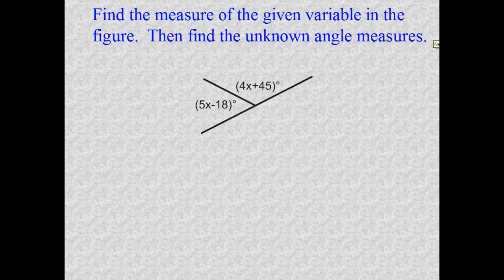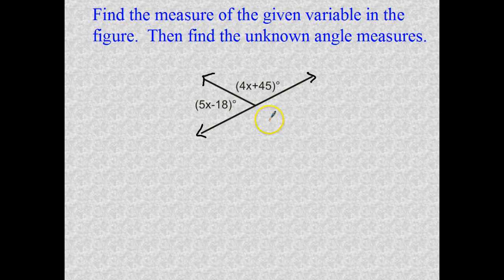Okay, picture 2, same idea, except we have a supplementary look. We have a straight line right here, and we have a ray that's bisecting our straight line. And we know that the straight line is 180 degrees, and it's broken into two separate angles, and we're going to add those together and set it equal to 180 to find out what x is.